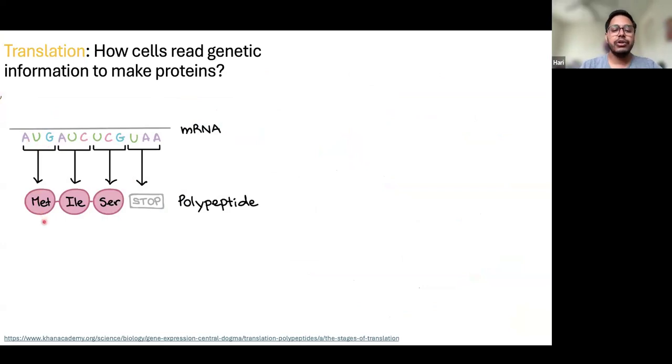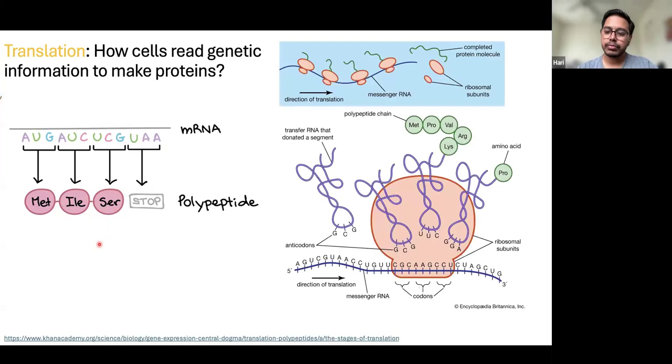And then all those amino acids will form the polypeptide chain, which further folds into a protein. So this whole step of translating the mRNA sequence into the language of amino acids is called translation. And this is carried out by another molecular machine called the ribosome.